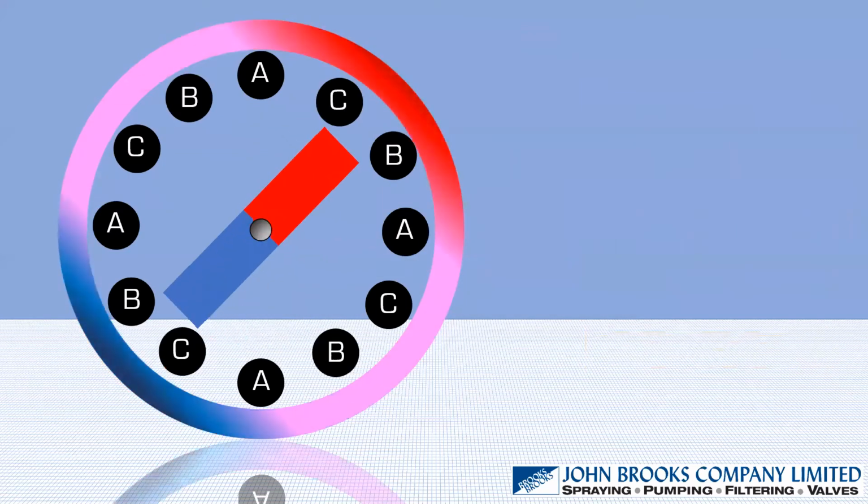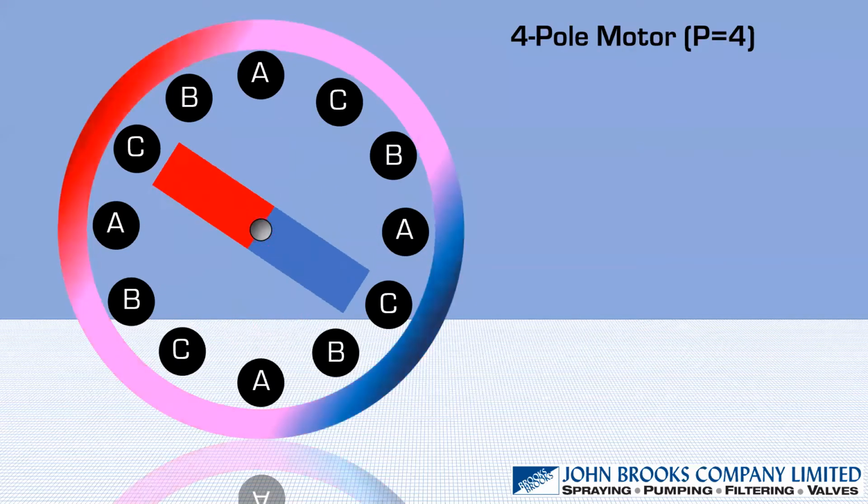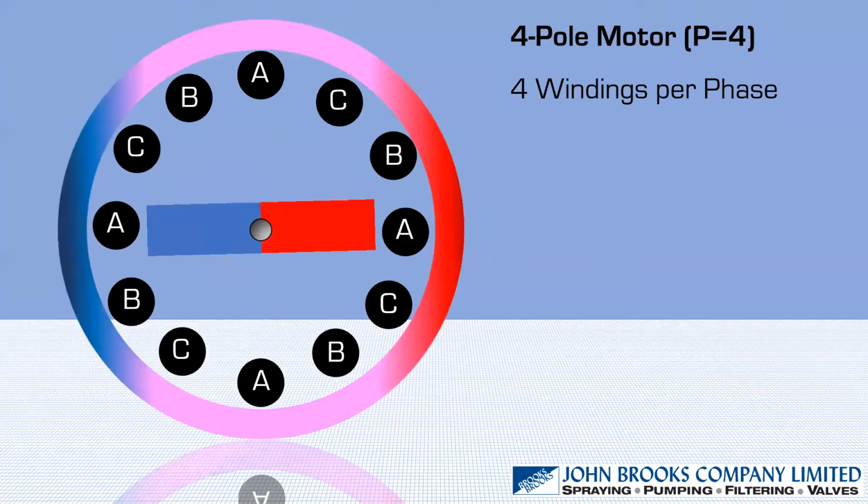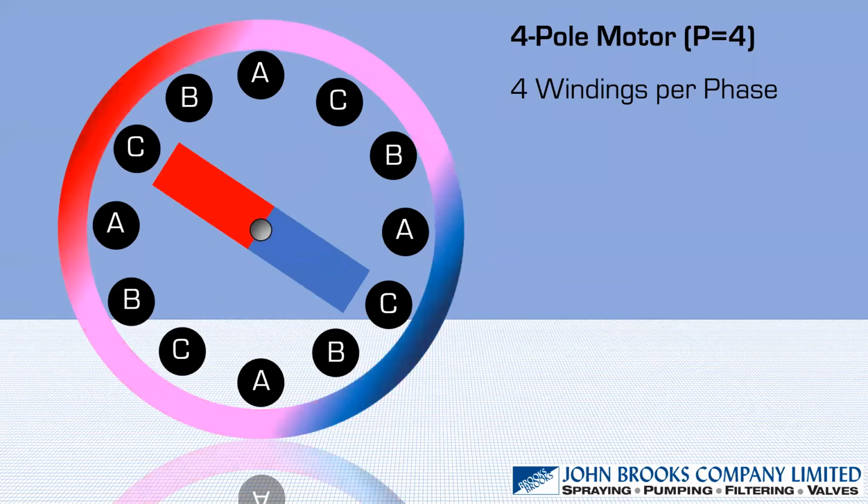Let's look at a 4-pole motor. Now, why do we call this a 4-pole motor? Well, there are 4 windings per phase. So we still have the A phase, the B phase, and the C phase, but this time A shows up 4 times, B shows up 4 times, and C shows up 4 times. There are 2 separate circuits, and every circuit has 2 windings, two of those solenoids. So therefore, we have 4 windings per phase, and therefore that's a 4-pole motor.